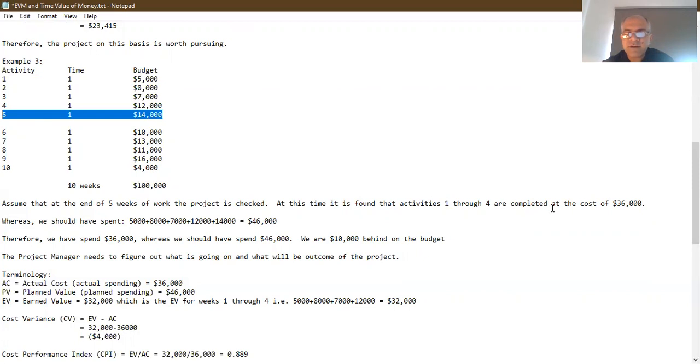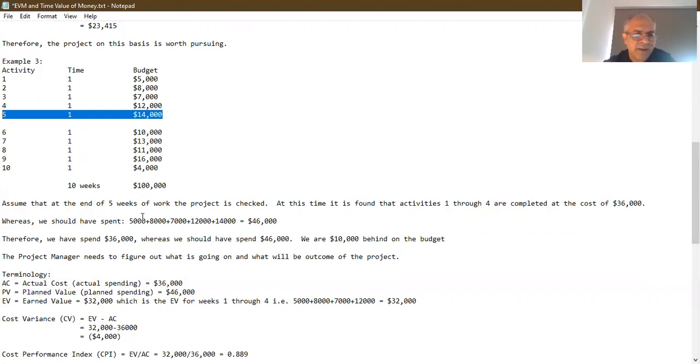And we find further that we have spent so far $36,000, right? Now, where do I get this figure from? I'm just assuming this. So I'm assuming that when I complete 1 through 4 and I check my finances, I find that I've only spent $36,000, right? So this is on an assumption.